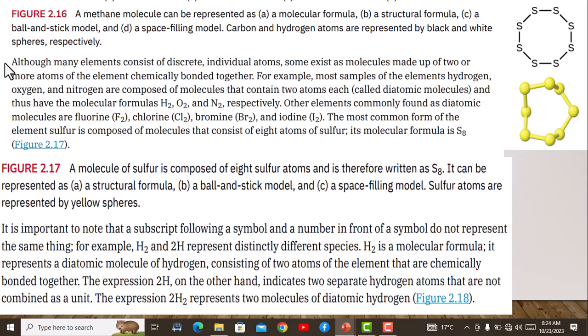We saw that. Although many elements consist of discrete individual atoms, some exist as a molecule made up of two or more atoms of the element chemically bonded together. Very important. Some, not all. We call them the diatomic molecules, but we will deal with them. Some exist as molecules made up of two or more atoms of the elements chemically bonded together.